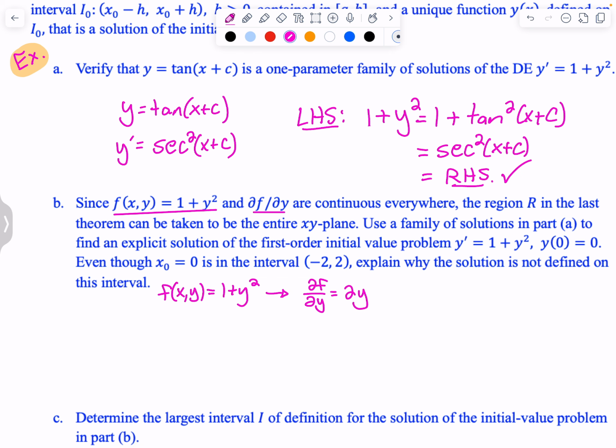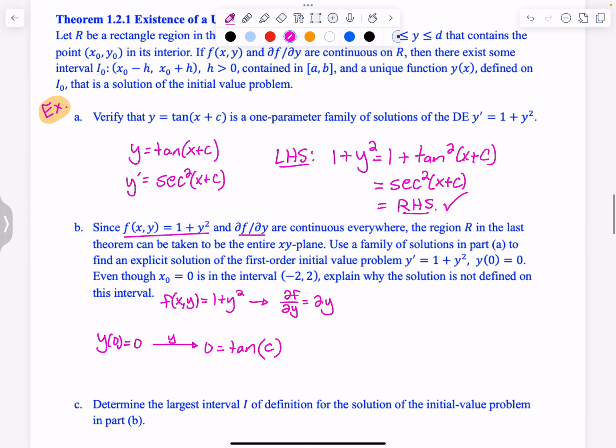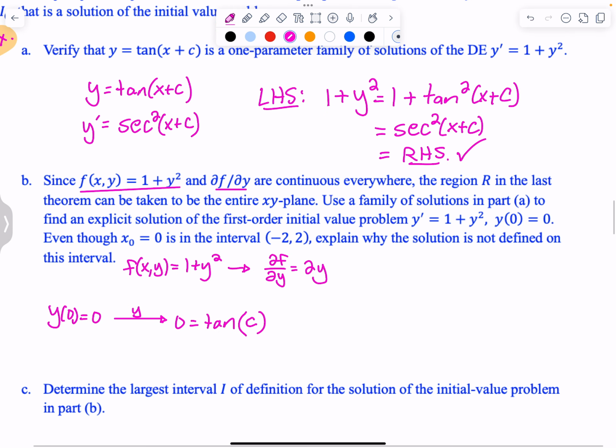It says use the family of solutions in part A to find an explicit solution of the first order IVP. And it's that exact same problem, but now they gave us y of 0 equals 0. Now I'm going to plug that into the function. So remember the function was y, right? I'm going to plug that into y. So I get 0 equals tangent of c. All right, so we have to do a little bit of trig here, which is, I guess, everybody's favorite. We want to know for what values of c will that work.